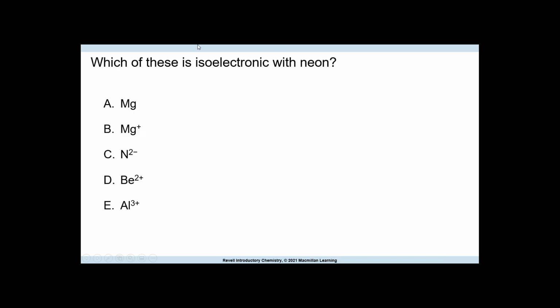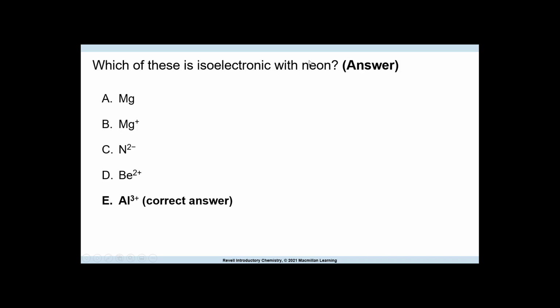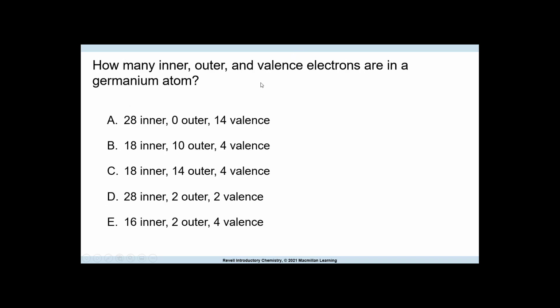Which of these is isoelectronic with neon? So you need to know what the atomic number of neon is, and then you can start figuring out from here which one matches that. And how many inner, outer, and valence electrons are in a germanium atom? So you're going to need to know what the atomic number for germanium is, and then work from there.